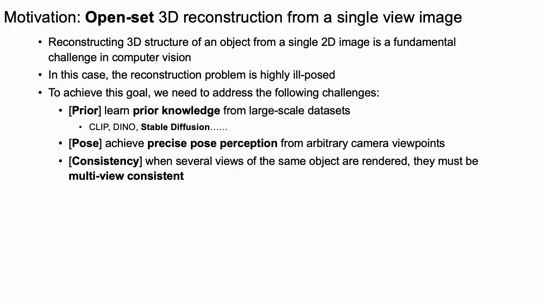We first introduce the motivation for open-set 3D reconstruction from single view images. Reconstructing 3D from a single 2D image is a fundamental challenge in computer vision and is highly ill-posed. To achieve this goal, we need to address the following challenges. First, the model needs to learn prior knowledge from large-scale datasets. Fortunately, currently we have a lot of pre-trained large vision models such as CLIP, DALL-E, Stable Diffusion. We can use the prior knowledge from those large pre-trained vision models.